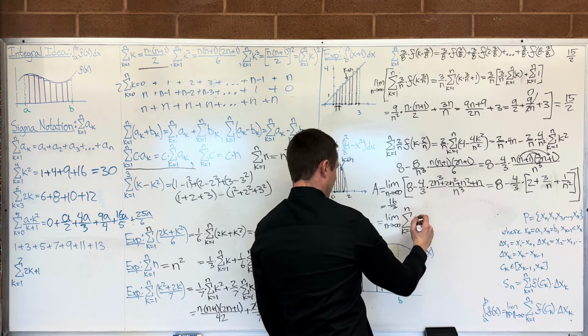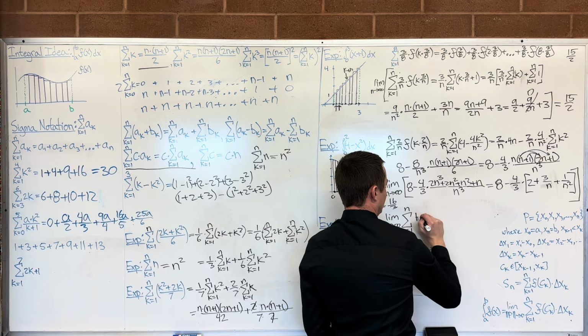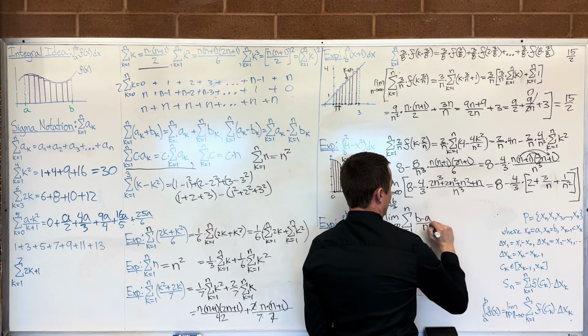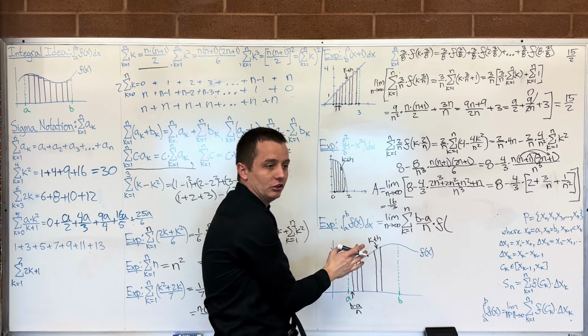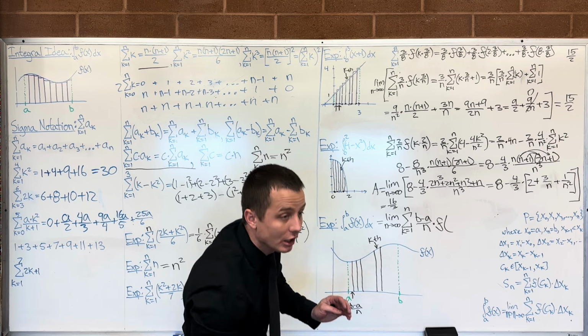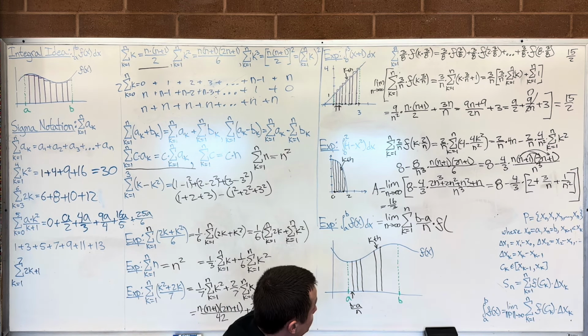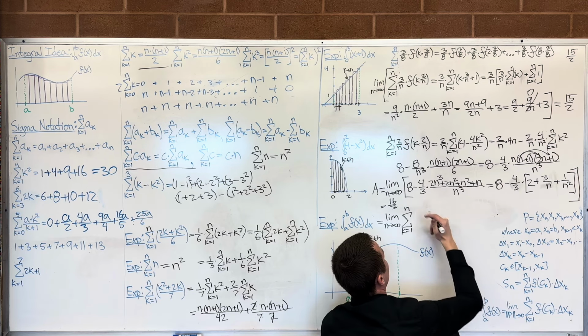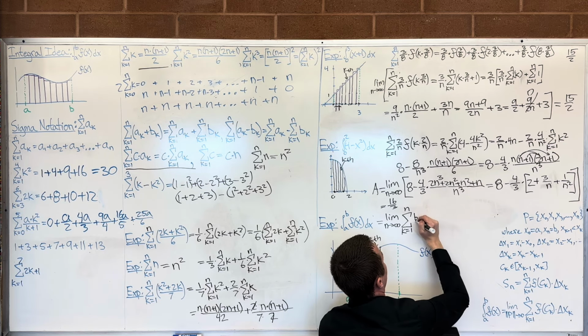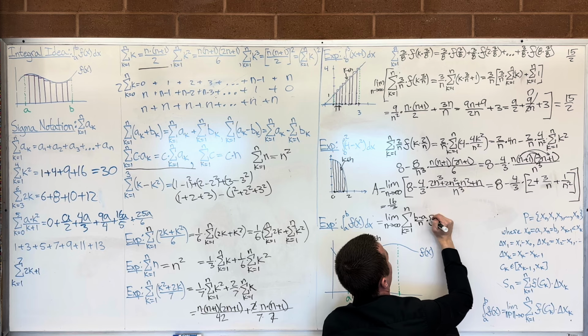So our sum here, we're going to take the base, which is b minus a over n, and we're going to multiply the height, which is going to be f of, f depends upon our function here. So now we're writing it in a very general way. So that is b minus a over n times f of.